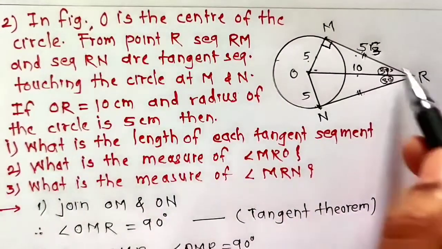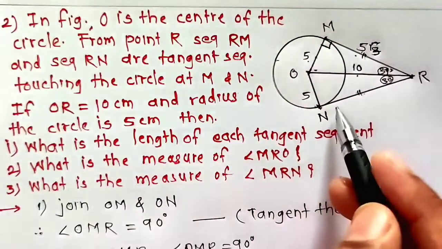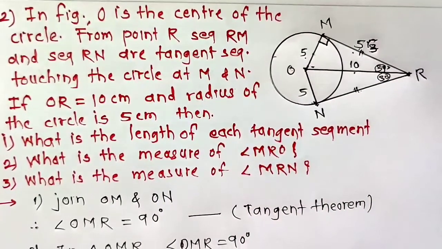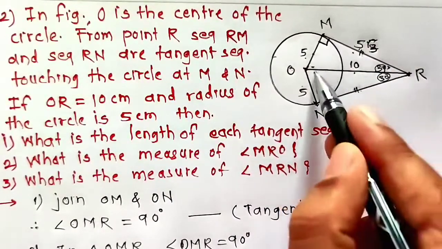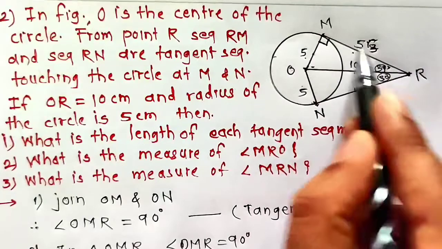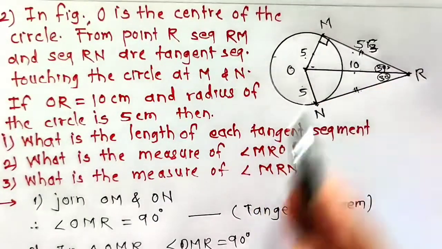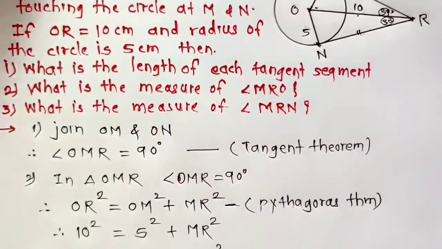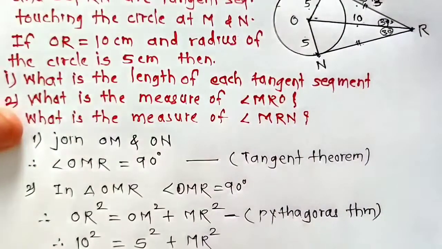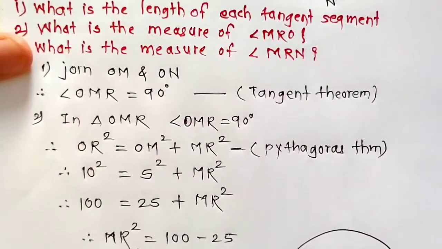R is a point in the exterior, and segments RM and RN are drawn as tangent segments from the exterior point. Radius ON is given as 5 and OR is 10. Find MR and RN. Both are congruent, so first use this concept. It is 90 degrees by the tangent theorem. So in triangle OMR use Pythagoras. By using Pythagoras we get MR is equal to 5 root 3.